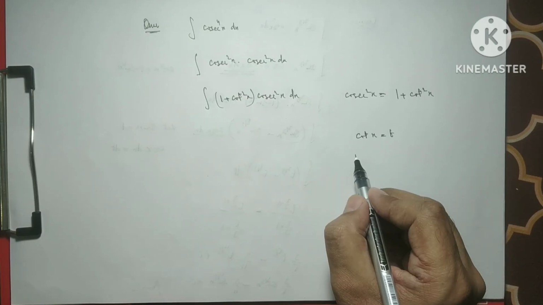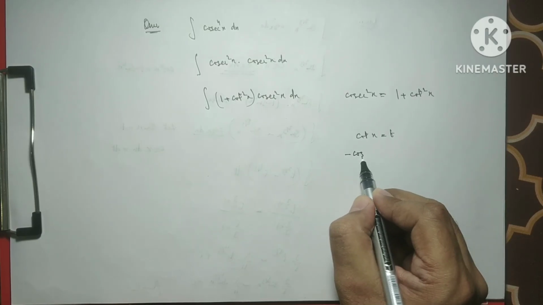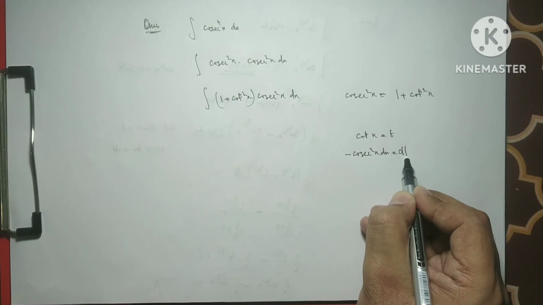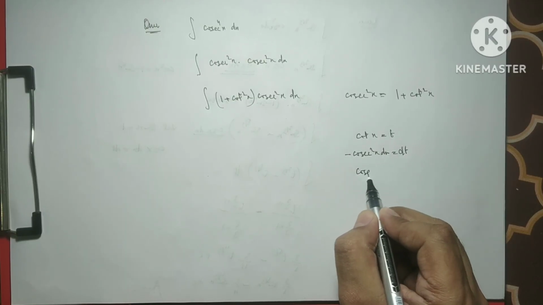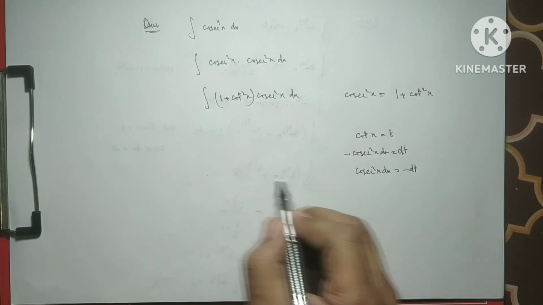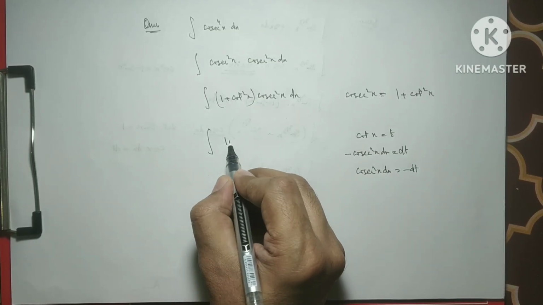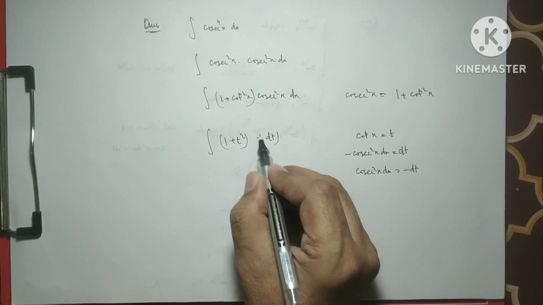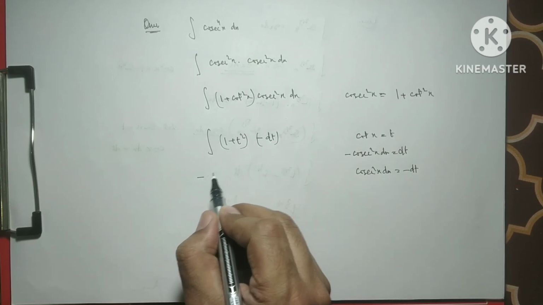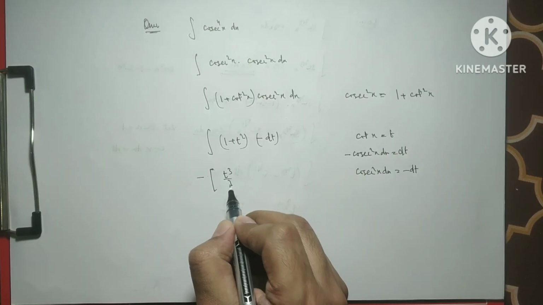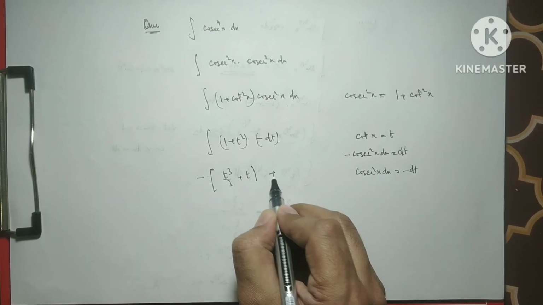and the differentiation of cot x is minus cosec square x. So the value of cosec square x dx is minus dt. So we put this, it is 1 plus t square, and this is minus dt. So it is t cube by 3 plus t plus c.